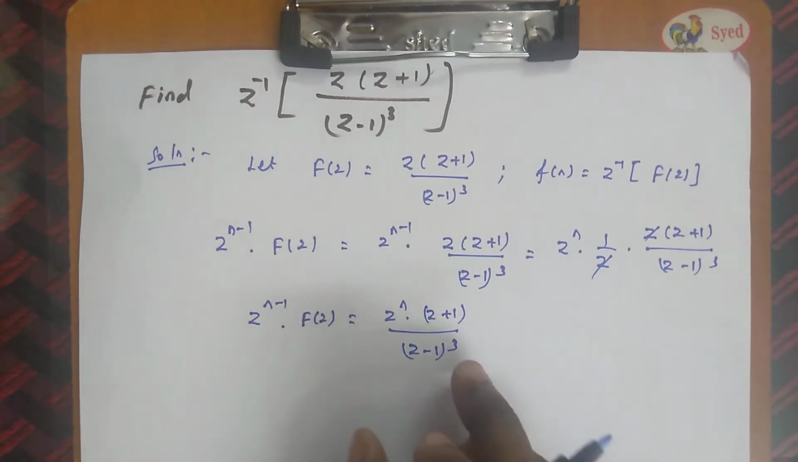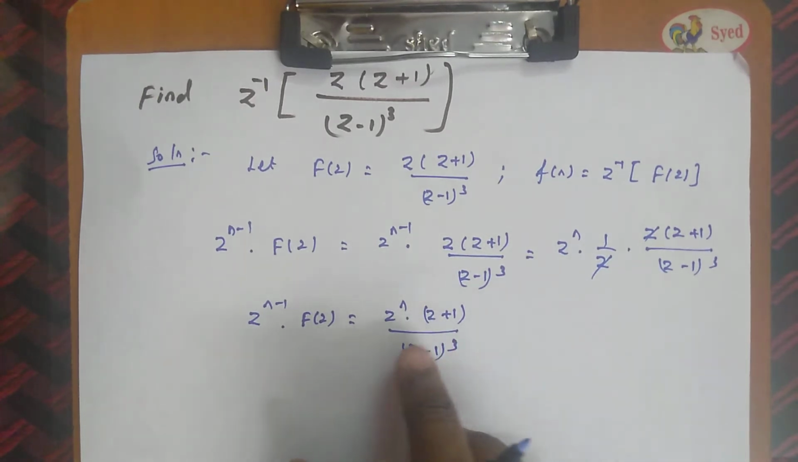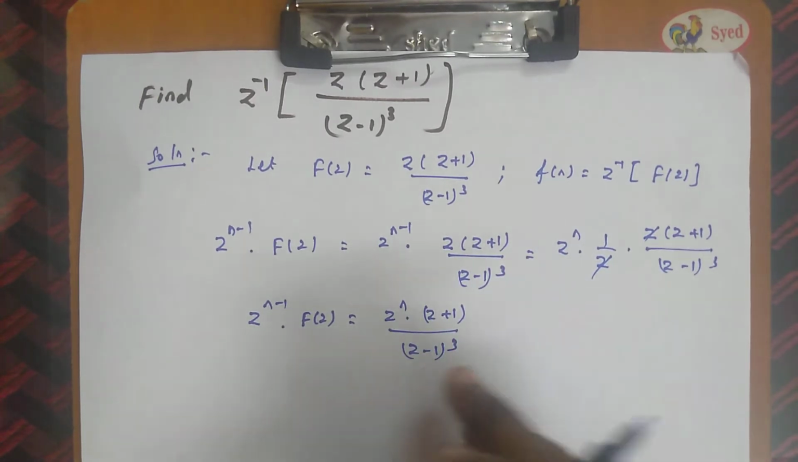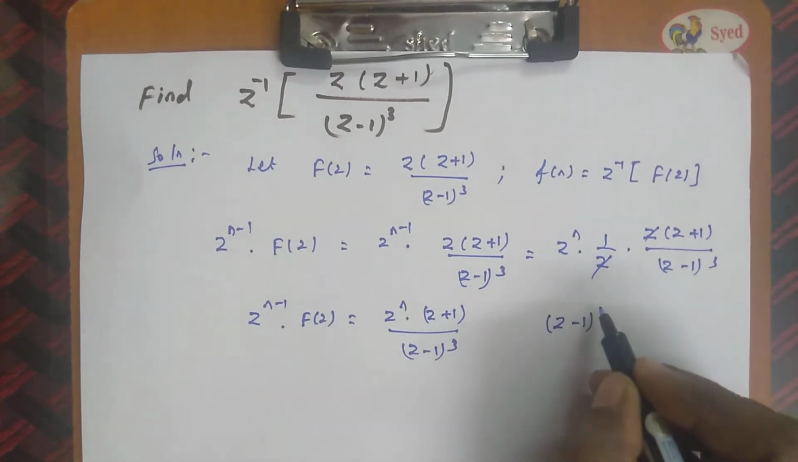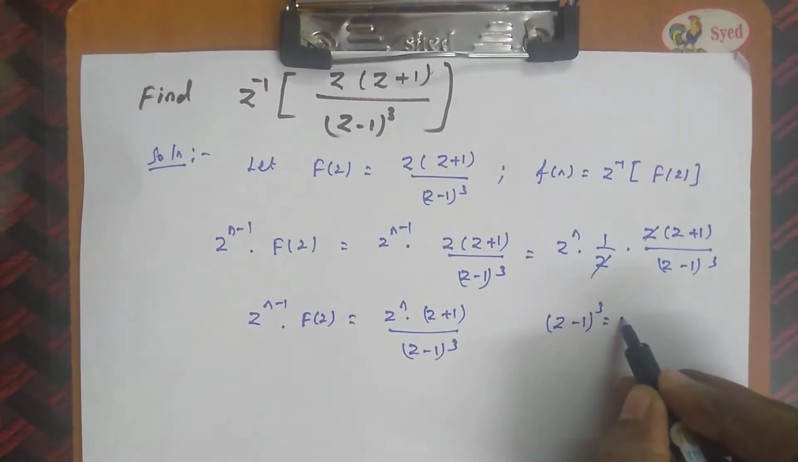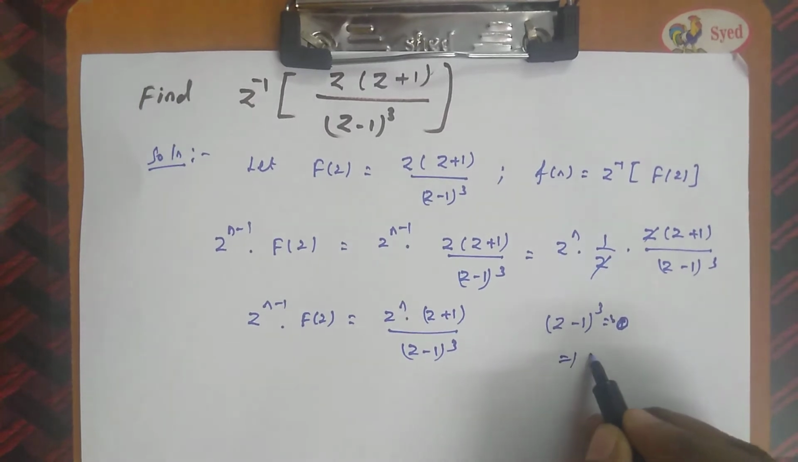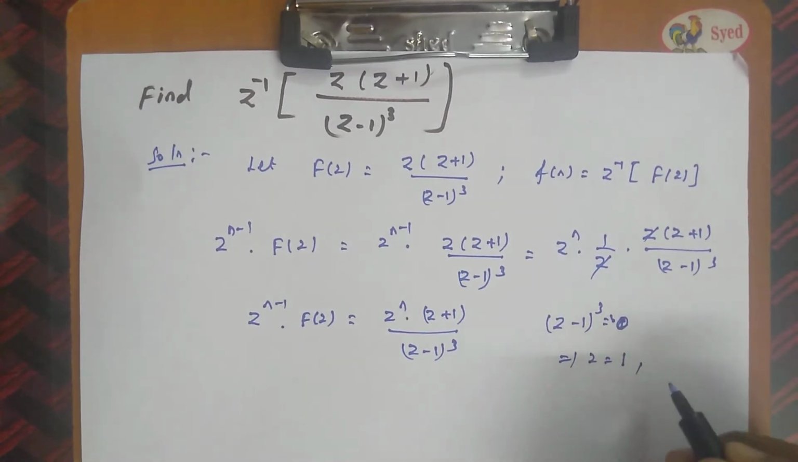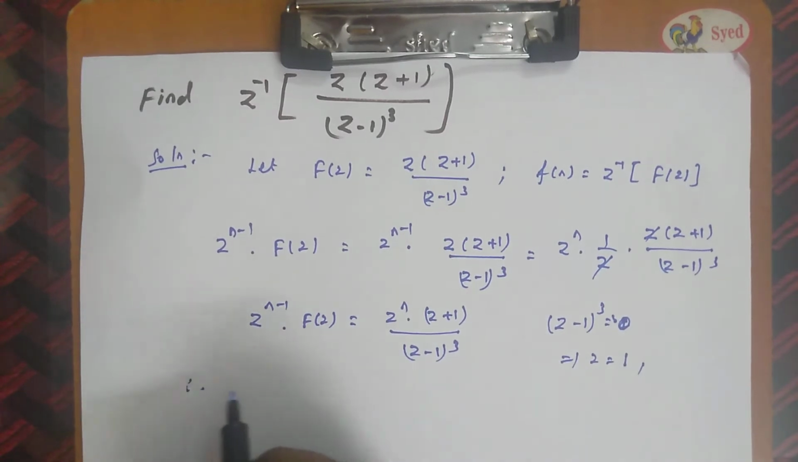Now for this function only we have to find out the pole. At the poles we have to find out the residue. So here to find out the pole we have to equate the denominator to 0. When you are equating the denominator to 0, we have Z minus 1 cube equal to 0, which implies Z equal to 1. That is, Z equal to 1 is a pole.